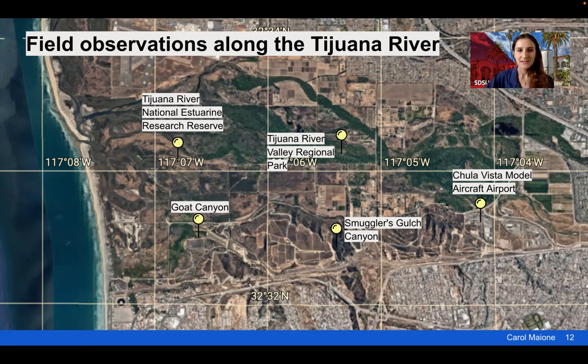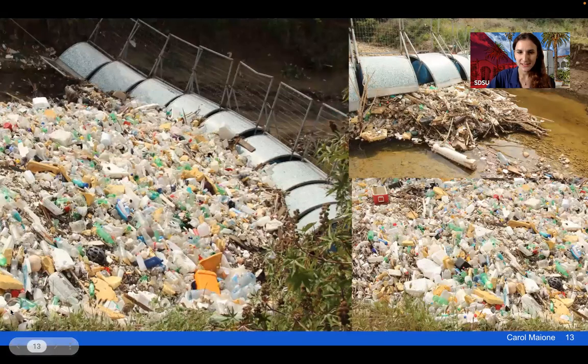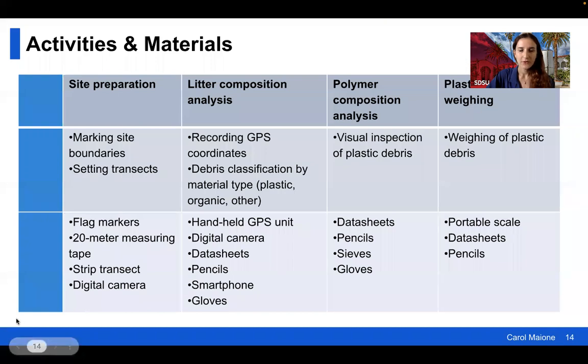And after sampling this area, we conducted a beach cleanup to understand how much of this plastic actually ended up on the beach. So you can see here an example for the Goat Canyon, in which we have a plastic retainment system, and you can see the huge quantity of plastic that has been accumulating over 2 months. And the problem with these plastics is that it's highly contaminated with sewage. So there are many concerns about a possible recycling and decontamination of this plastic to retain it into the production systems. As for the beach cleanup, these are our activities and materials.